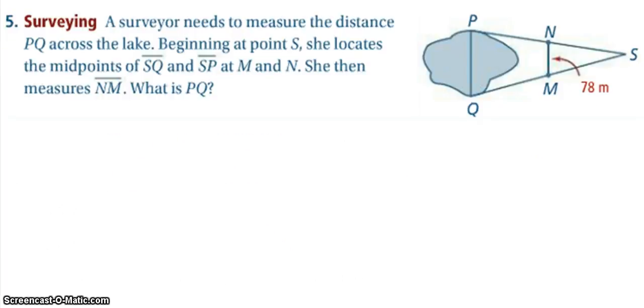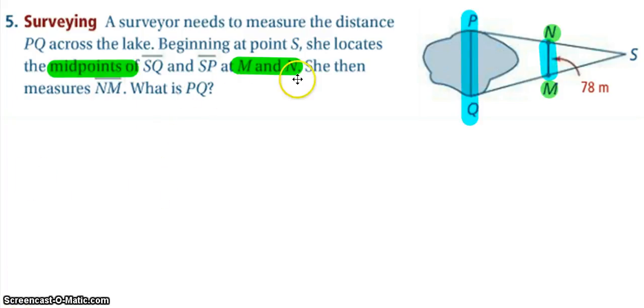All right, look at all the information that we're given in this situation. Pause the video and figure out our result for PQ. So since we see that M and N are midpoints, we know that this distance will be half of its corresponding base. So PQ being the corresponding base will be double my 78, which makes it 156 meters across.